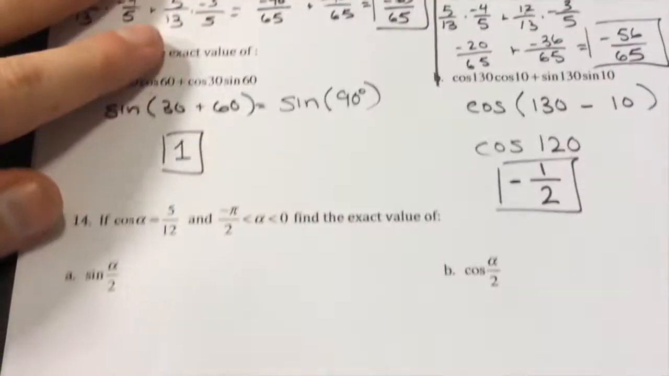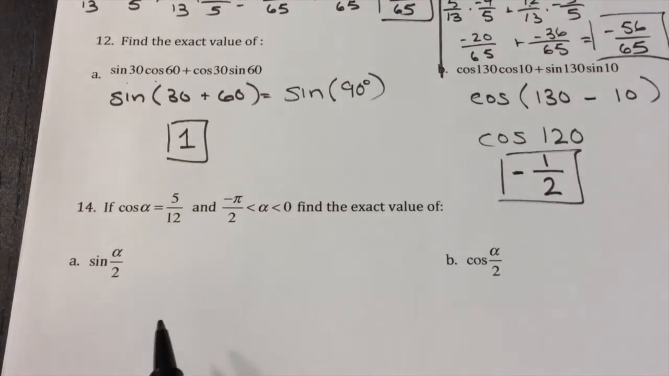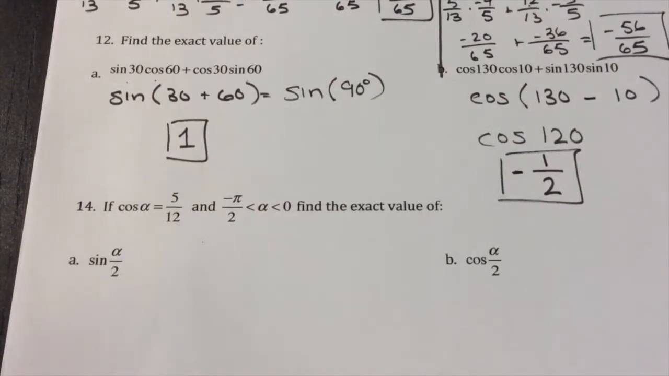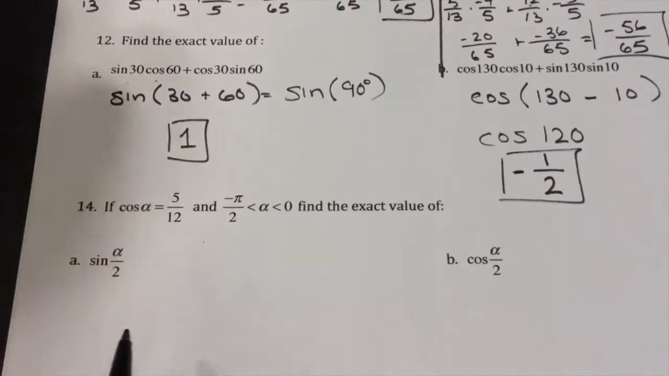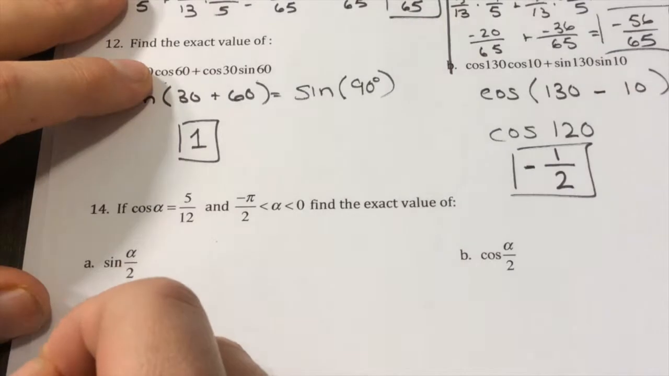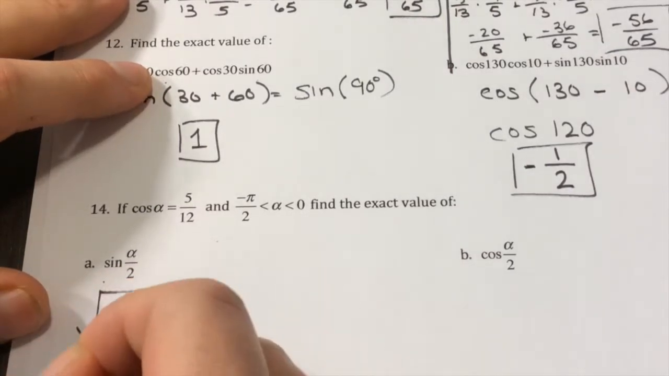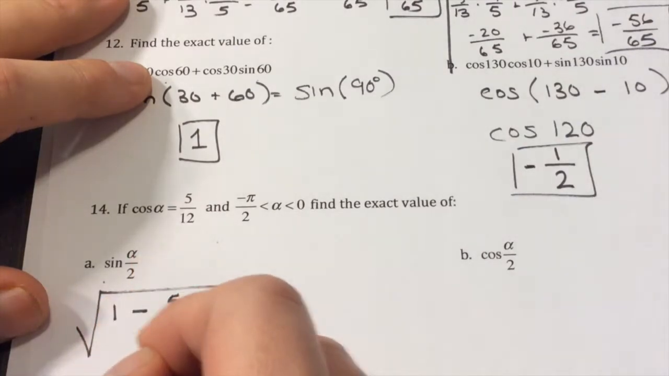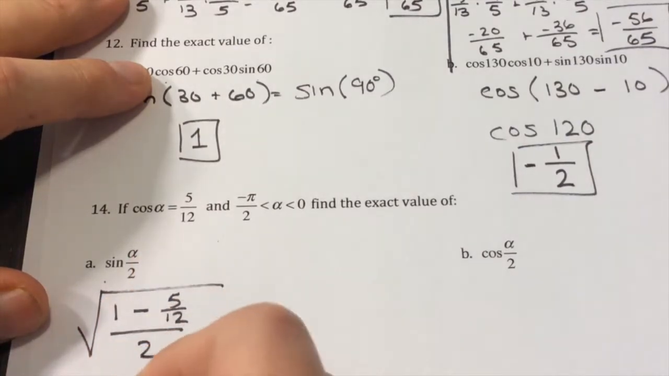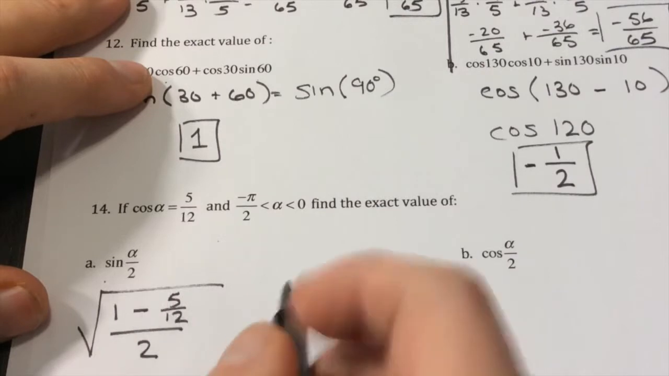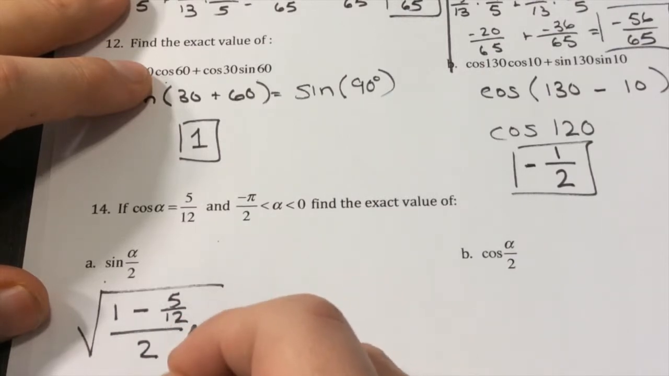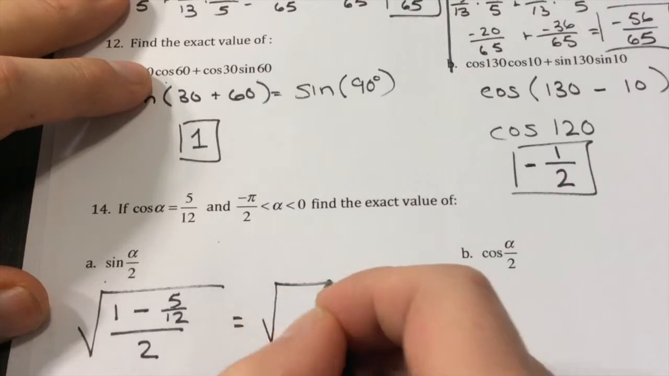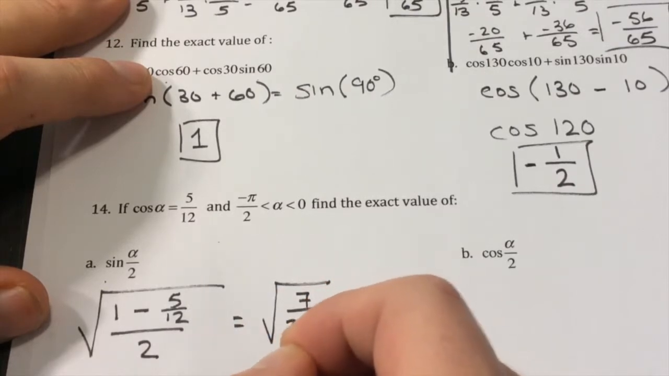Last problems. Again, let's keep that on the screen. So we want, first, we're given this. Do we need to draw a picture? No, because we're just using the half angle formula. So what do we do? Sine is subtraction. 1 minus, what's the cosine of alpha? 5/12 over 2. So 12 minus 5 is 7. 7/12 divided by 2 is the square root of 7/24.